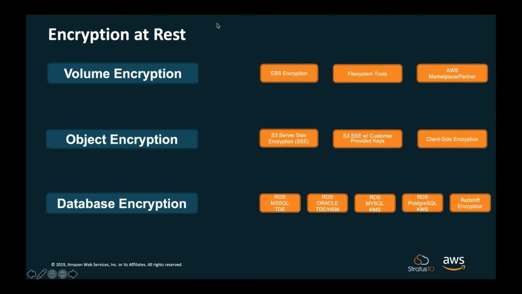We talked about S3 yesterday, so object level encryption. S3 has a lot of options. There's server-side encryption. You can do server-side encryption with keys that you provide, or you can encrypt the data yourself before you put it into the S3 bucket. A lot of different options there. For databases, RDS has encryption for MS SQL, MySQL, Postgres, and Oracle. RDS, which we'll talk more about later, is the managed relational database service. And then Redshift, which is a data warehouse service, also has encryption capabilities.